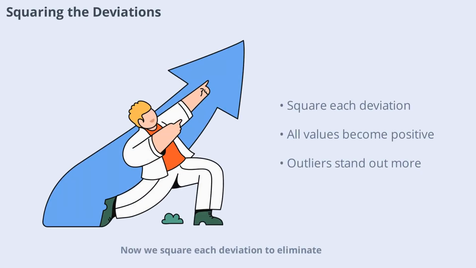Now we square each deviation to eliminate negative numbers and emphasize larger differences. In our example, squaring -4, -2, 0, 2, and 4 gives us 16, 4, 0, 4, and 16. Squaring not only makes all values positive, but it also gives more weight to larger deviations, highlighting outliers in the data. This step is key to accurately measuring the spread.